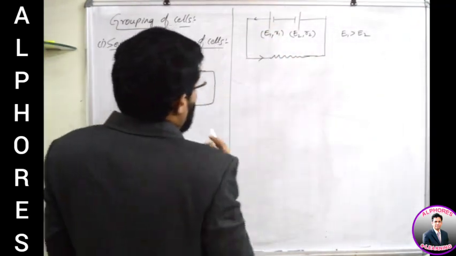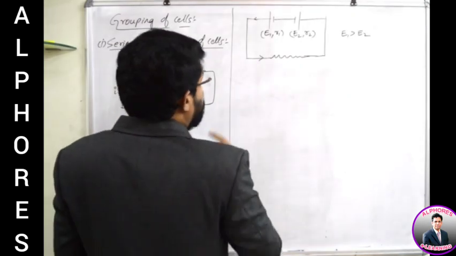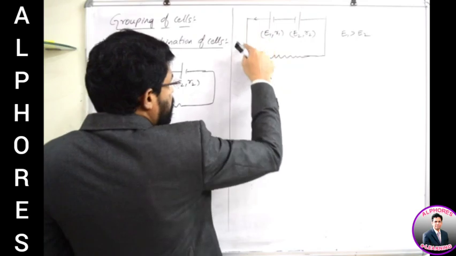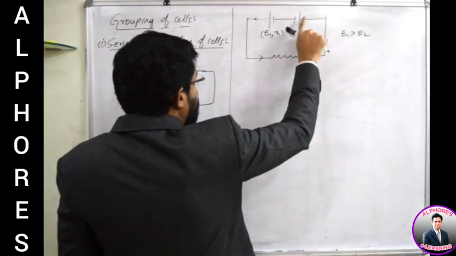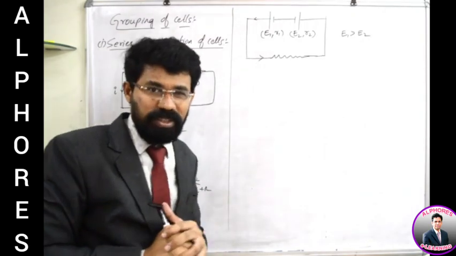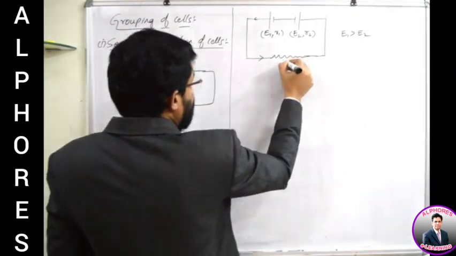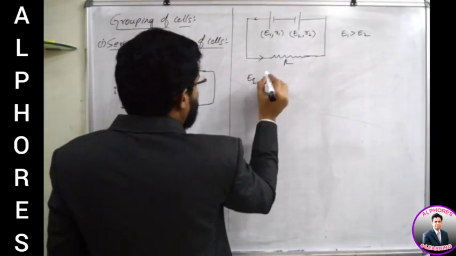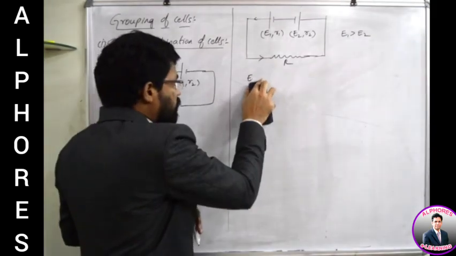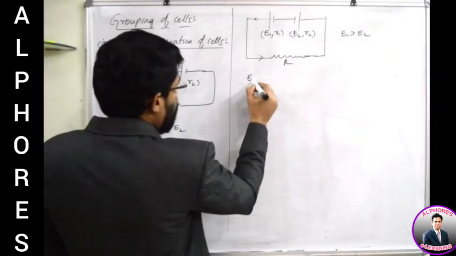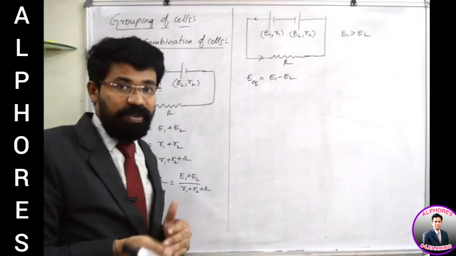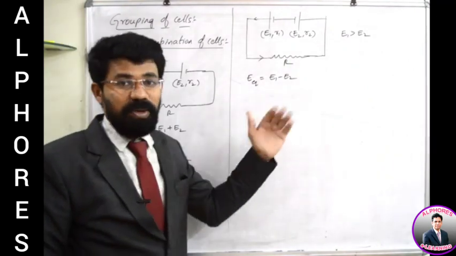Okay. Now what is the effective EMF? Here try to understand this point, children. This cell is trying to maintain the current in this direction, and this cell is trying to maintain the current in the opposite direction, isn't it? It's like both are opposing each other, they are not supporting each other. So in this case the equivalent value of EMF can be written like this. E equivalent is equal to E1 minus E2. If E2 is greater than E1, you can write this as E2 minus E1.